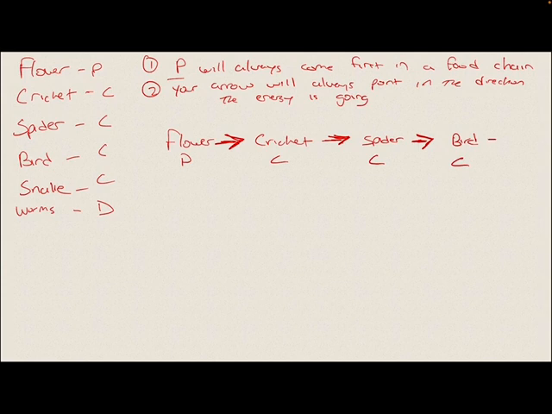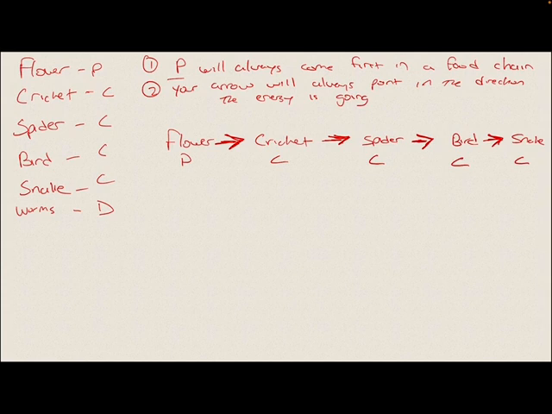And finally, we have the snake. And the snake gets energy from the bird. The energy from the bird goes to the snake. When the snake eats it, the arrow is now pointed that way. And that is also a consumer.